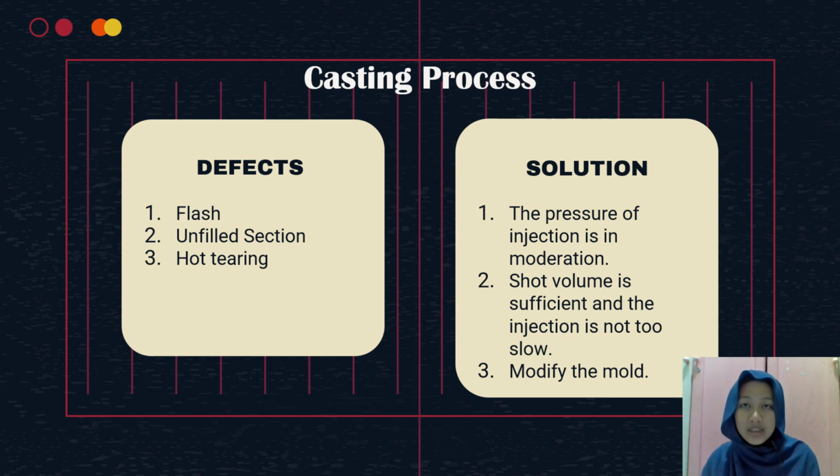Hot tearing is the result of shrinkage, where the solidified material will crack when some part of the material is not allowed to shrink freely and encounters an obstruction. So in order to solve this defect, it can be easily resolved by modifying the mold to improve collapsibility.